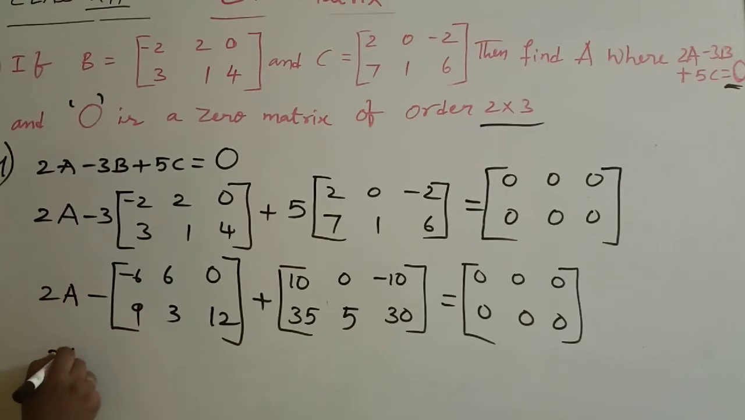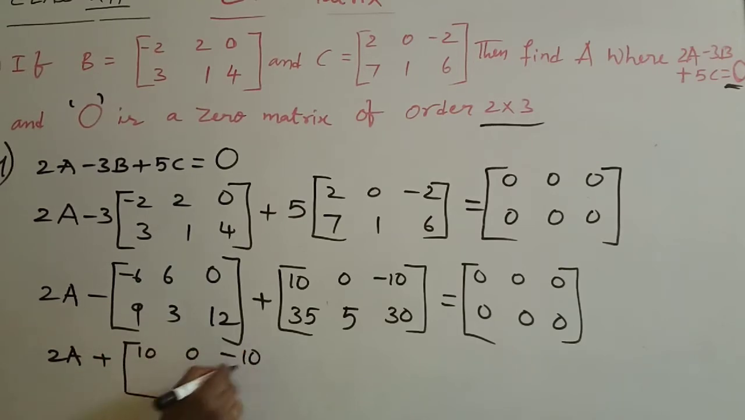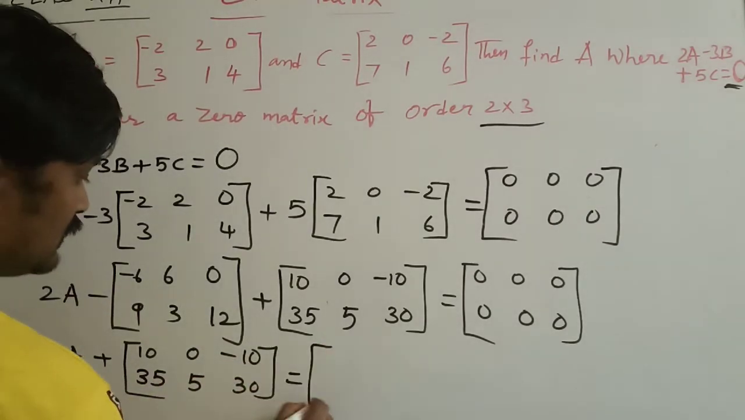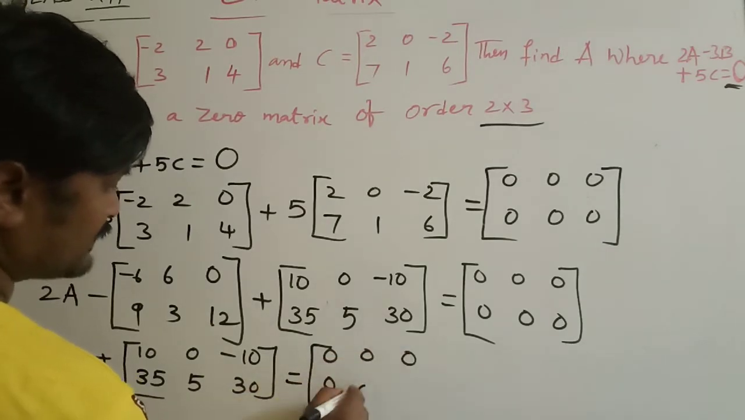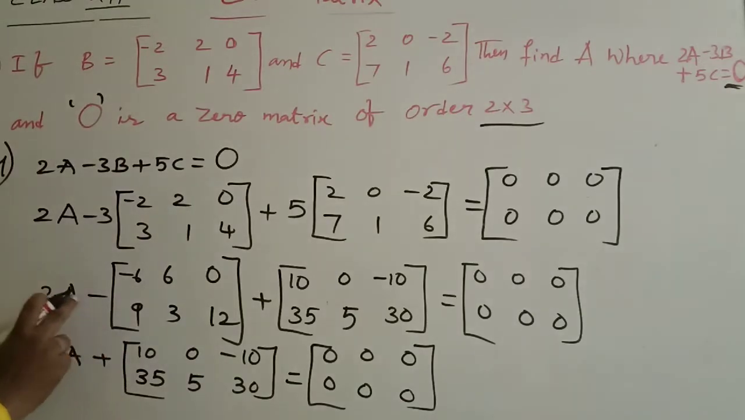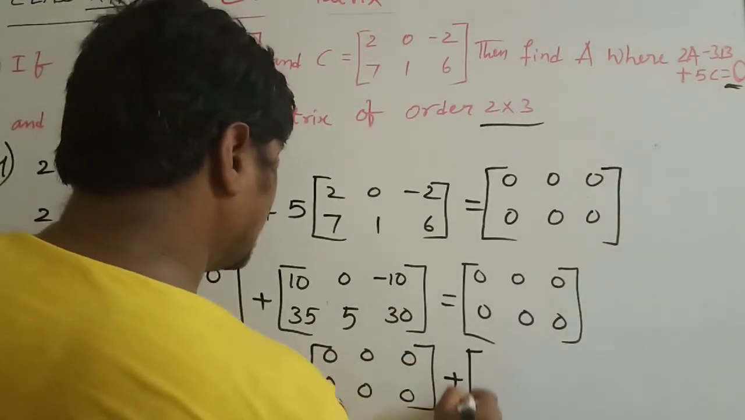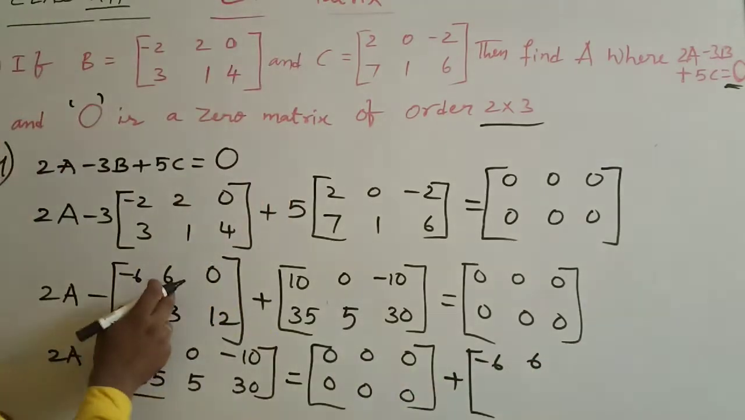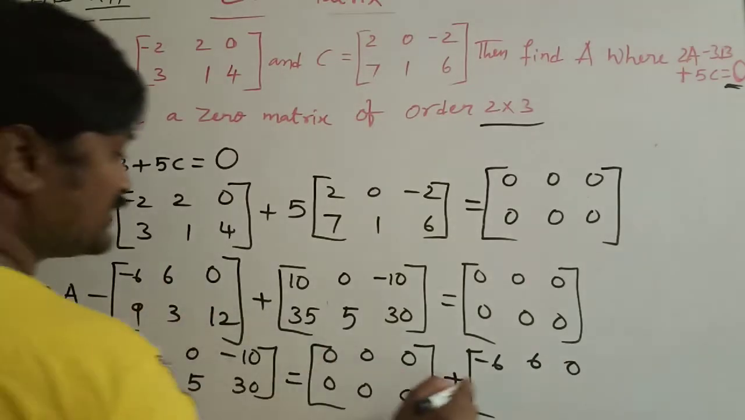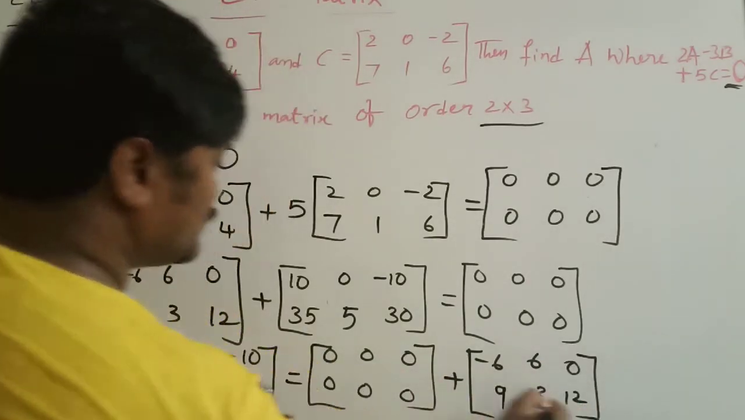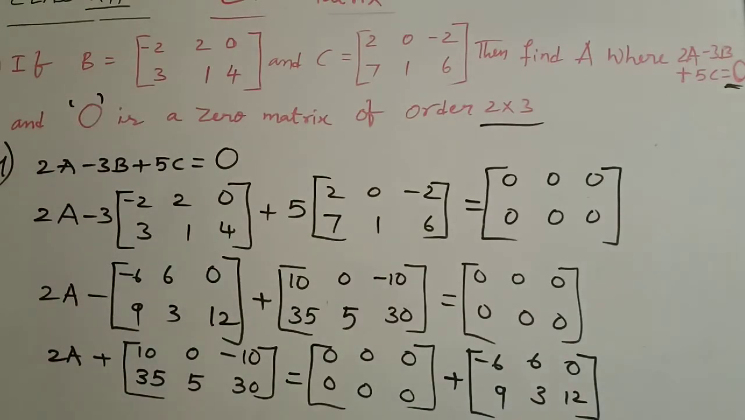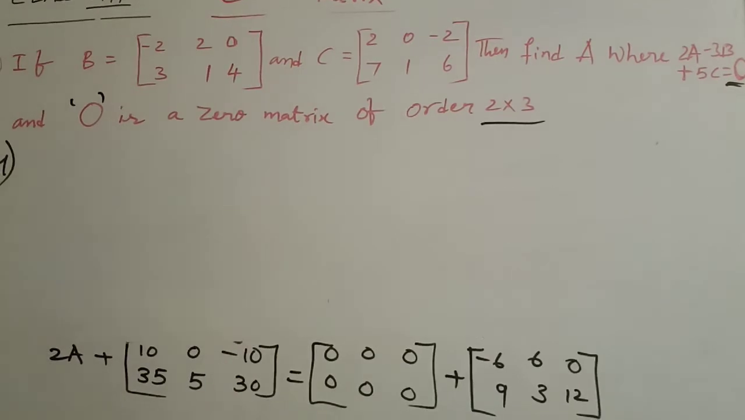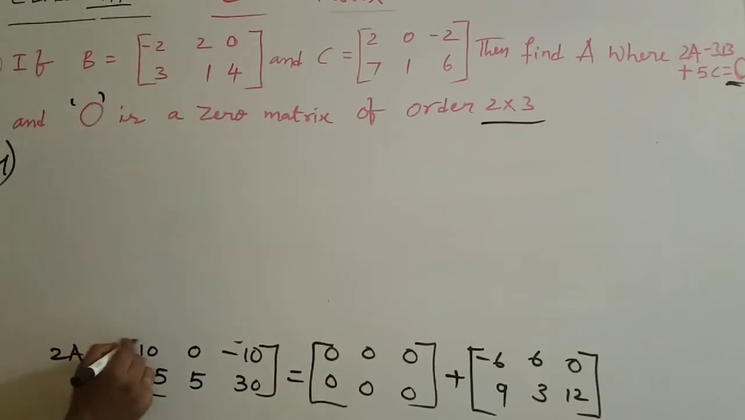First I'll send this: 2A plus 10, 0, minus 10, 35, 5, 30 is equal to 0, 0, 0, 0, 0, 0, and here the minus goes to that side and becomes a plus. Write that fully: minus 6, 6, 0, 9, 3, 12. Now just the normal simplification we have to do so that we can get our answer. Let me rub the first part and then I'll solve for you, okay? Now just observe carefully.